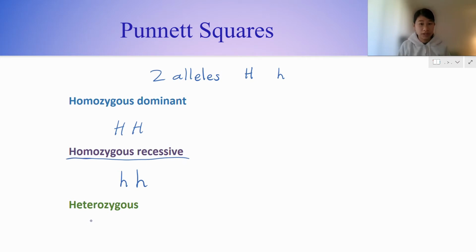Next we have heterozygous, and this means that we have one of each allele. So one dominant allele and one recessive allele. So capital H and little h would be heterozygous.